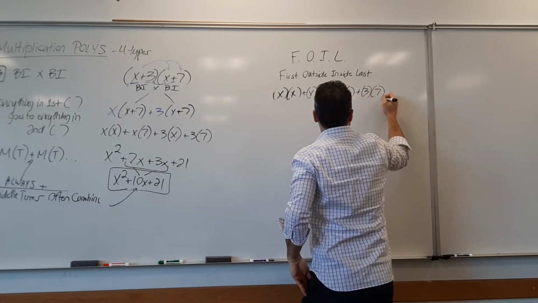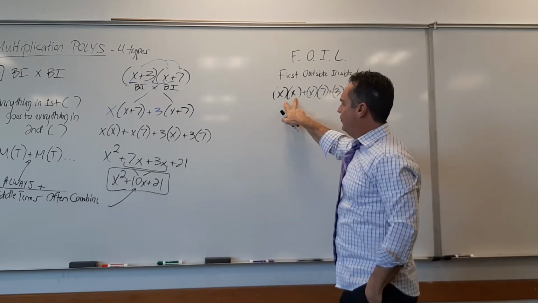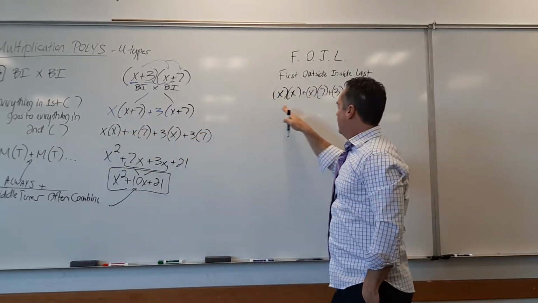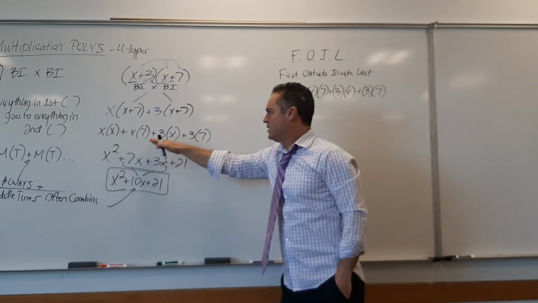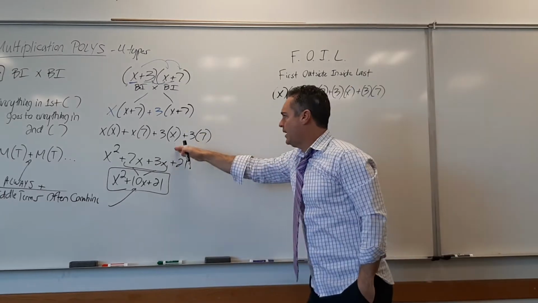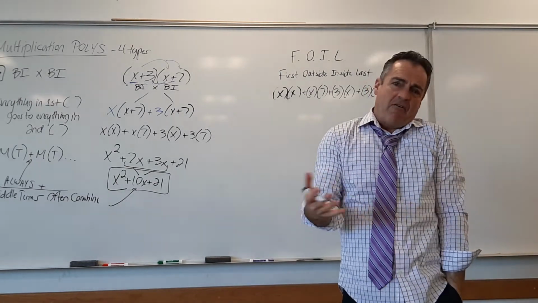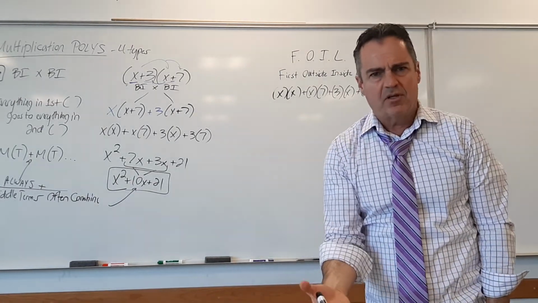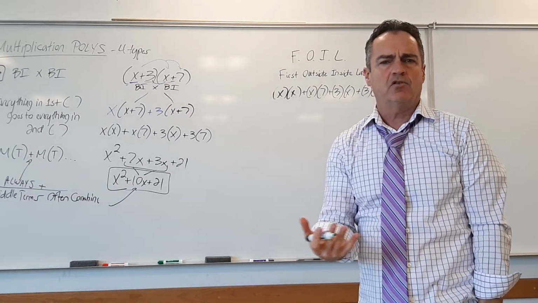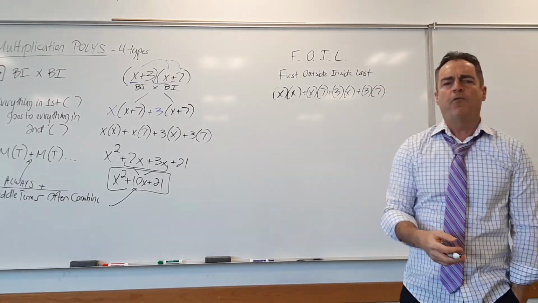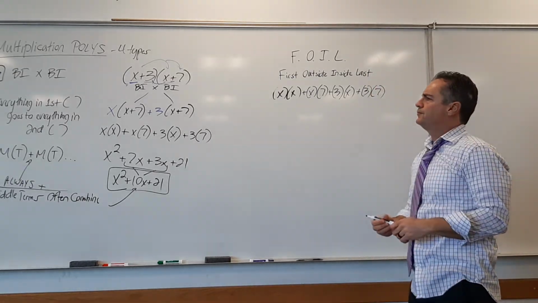Well, look at what we just did here. X and x, x and 7, 3 and x, 3 and 7. The FOIL method is everything in the first parentheses goes to everything in the second parentheses. They're the exact same thing. So if you learn FOIL and you know FOIL, that's awesome, okay?